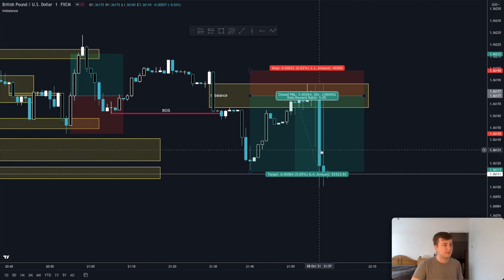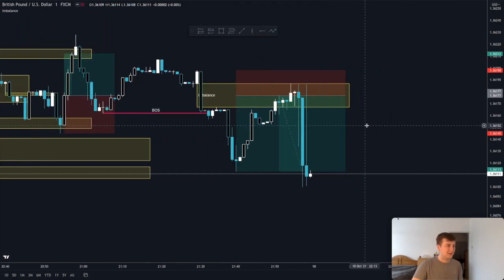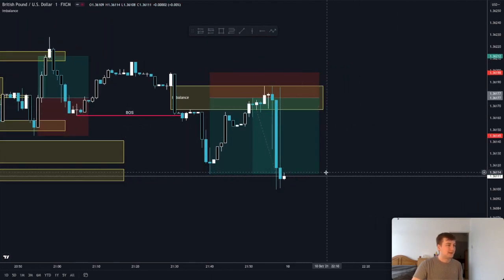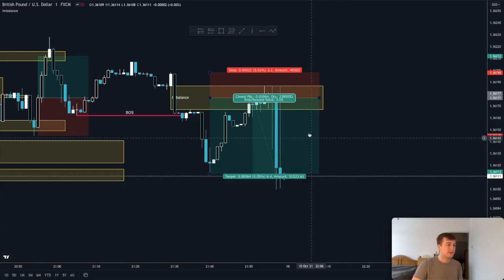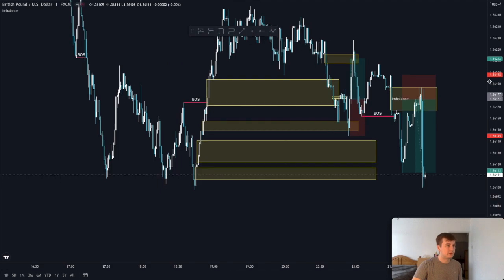But yes, so there you go. Straight away, it hit 3.05R within about 2 minutes. And yeah, you would close 50% of your trade here, and then leave the rest running.